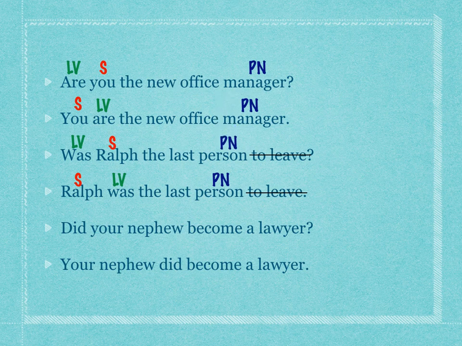Did your nephew become a lawyer? Your nephew did become a lawyer. You can see when we make this a statement that we have a verb phrase. So this changes things just a little bit. Your nephew is the subject, did become is our linking verb phrase, and lawyer is our predicate nominative. So when you label the question, you have to label nephew as the subject, did and become both as the linking verb, and then lawyer is the predicate nominative.